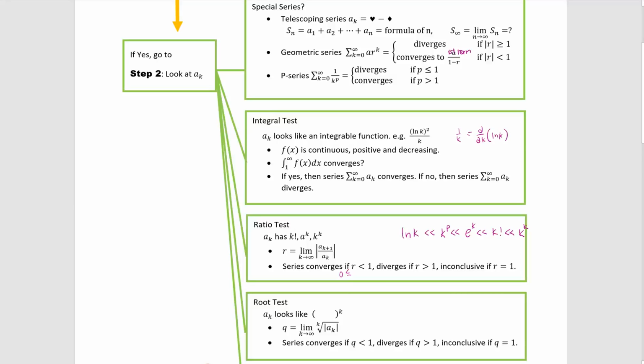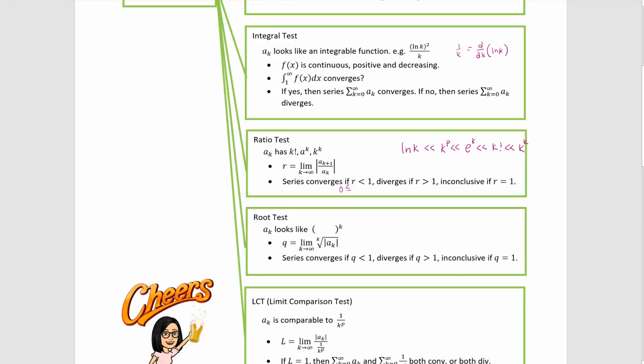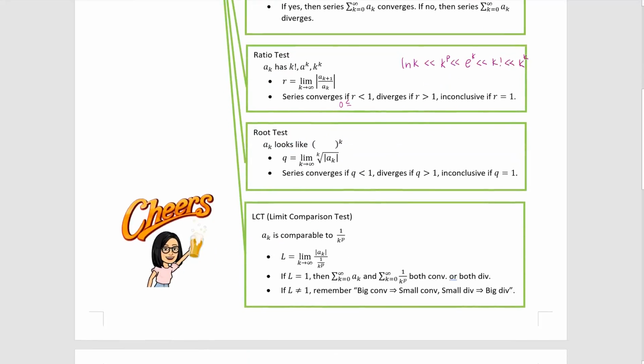Okay, and then the root test. When do we use the root test? Well, that is when your a sub k looks like everything to the power of k, because the root test is going to take the k-th root. So if everything is to the power of k, when you take the k-th root, they kind of cancel, and then you get an easier problem, a limit you can solve. Similar criterion: if q is less than 1, the series converges. If q is greater than 1, the series diverges. If q equals 1, it means you used the wrong test. Try another test.